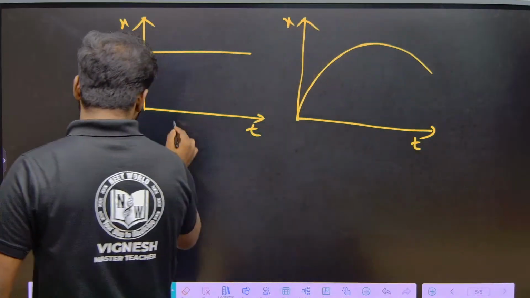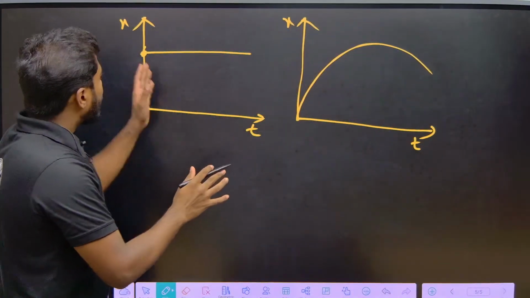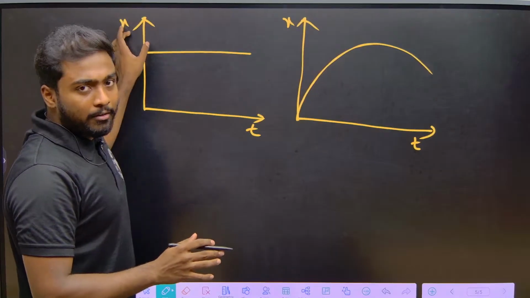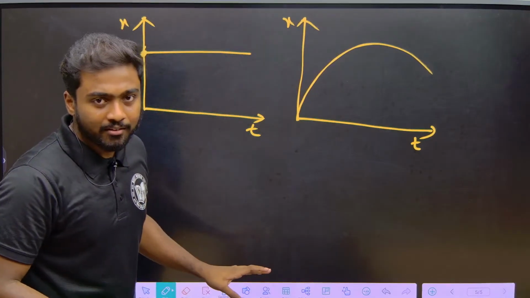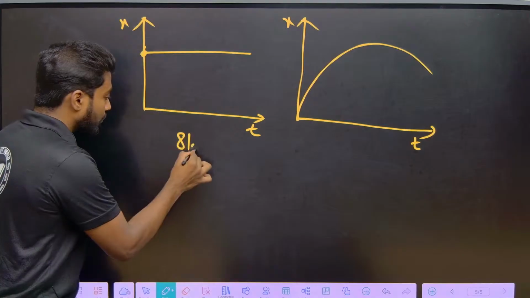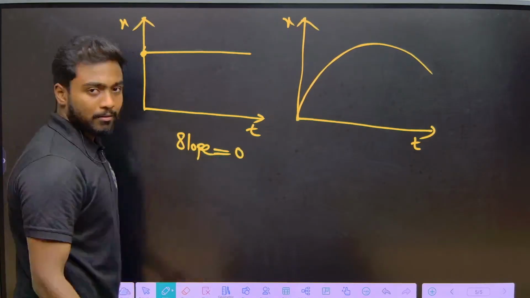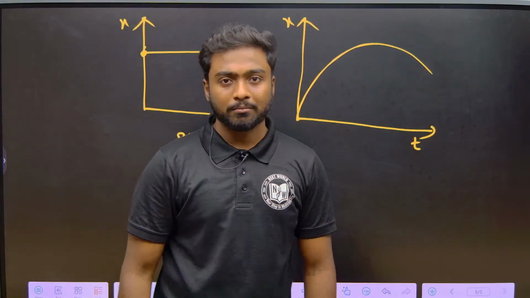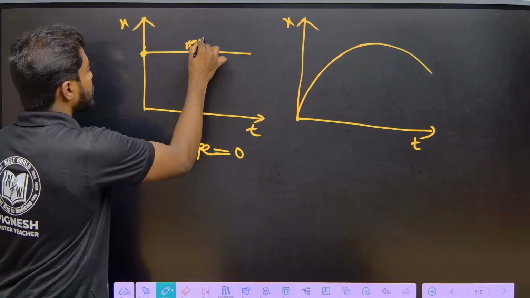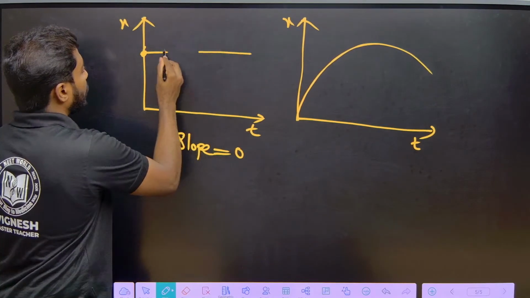Understood guys? Whenever the y-axis point is parallel to the x axis, we simply say that slope is 0, body is at rest.